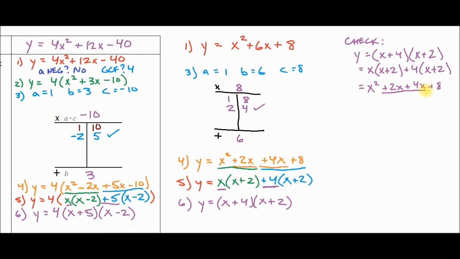We always have common terms in the middle. And we're going to end up with y equals x squared plus 6x plus 8. And that matches our original standard form quadratic. So we know we have factored correctly. There's example number 1. I'm going to start the video new and we'll try a second example.